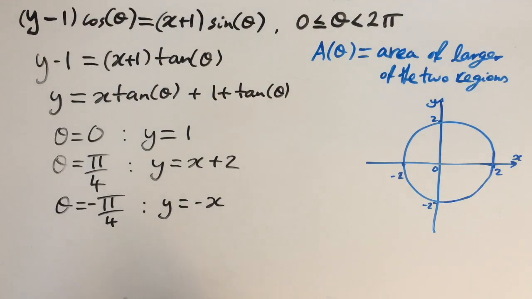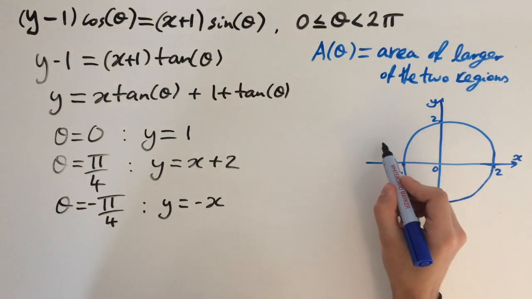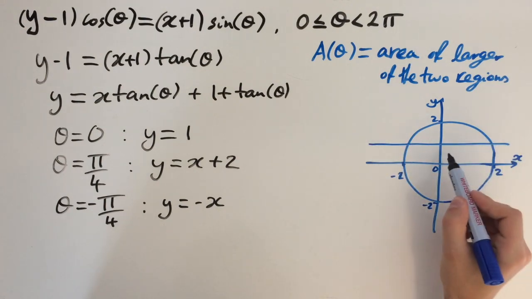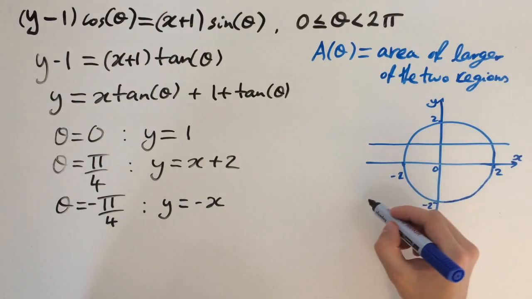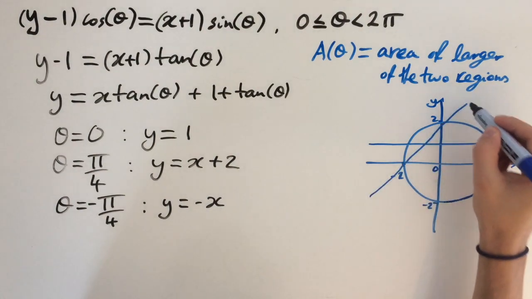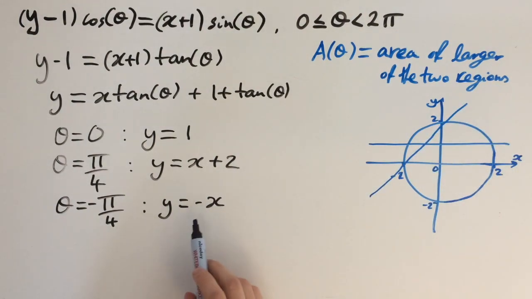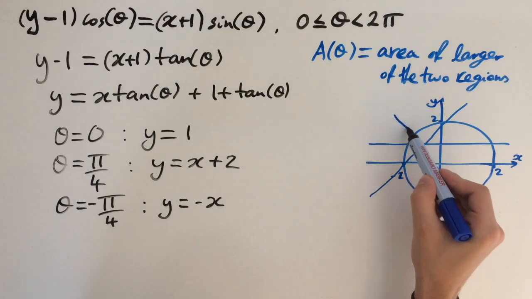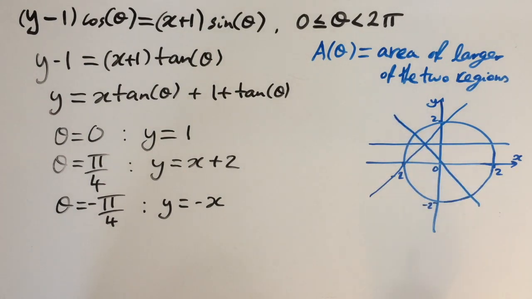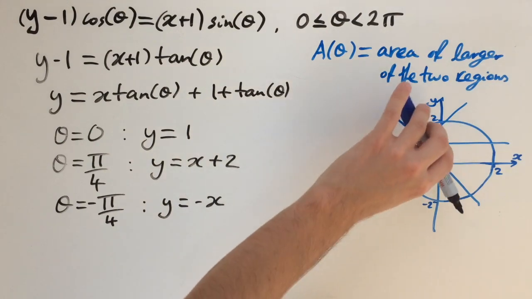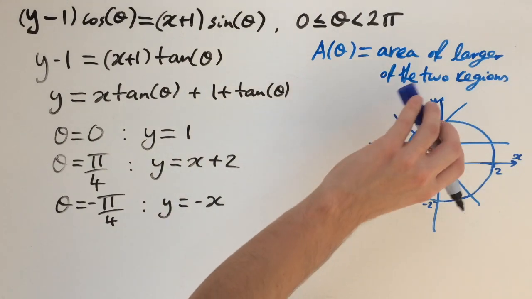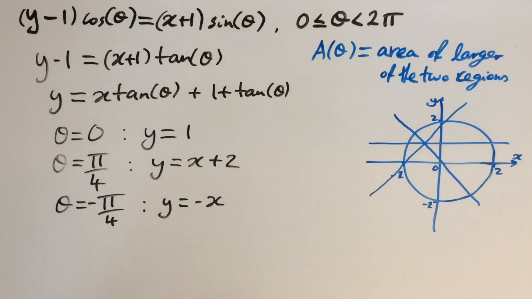So let's sketch these lines on our diagram. y equals 1 will be a horizontal line through y equals 1. y equals x plus 2 will go up here, like this, and y equals minus x will go down here, through the origin. Hopefully you can see that by changing theta, all we are doing is changing the gradient of a line that goes through the point minus 1, 1. And as theta ranges from 0 to pi over 2, this line is going to go full circle.